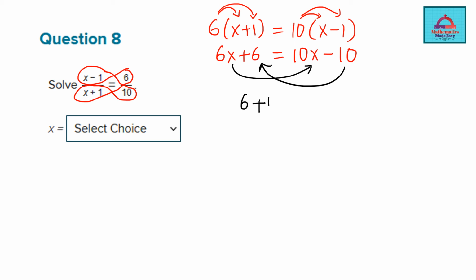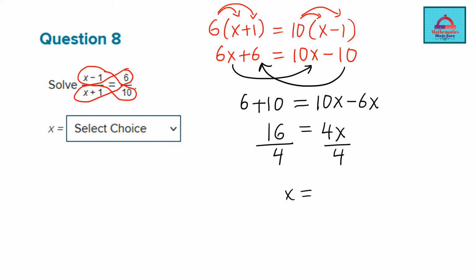Now collect the like terms, so I will move 6x here and I will move 10 here. So 6 plus 10, the sign changes, becomes 10x minus 6x. So this is 4x equal to 16. So divide by 4 both sides, x is equal to 4 is the solution. So the answer will be 4 here. So we just use cross multiplication and distributive property to solve this proportion.